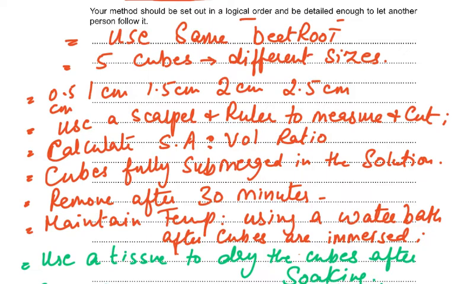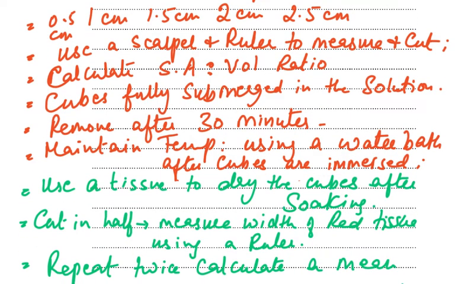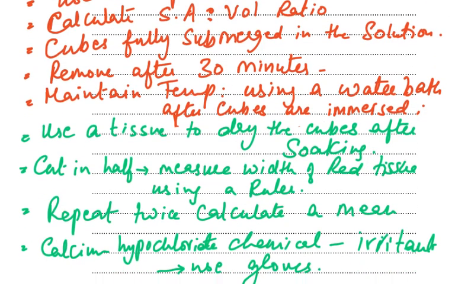Remember, you have to talk about the equipment, the laboratory equipment. So use a scalpel and ruler to measure and cut. Then you calculate the surface area to volume ratio. Then you keep the cubes fully submerged in the solution. Then you remove after 30 minutes. And then you maintain the temperature using a water bath after the cubes are immersed. Then you use a tissue to dry the cubes after soaking. Then you cut in half and measure the width of the red tissue using a ruler. You must tell me how you're going to measure it.